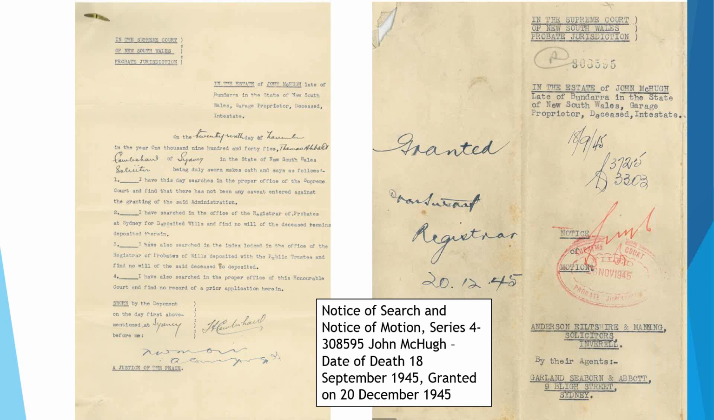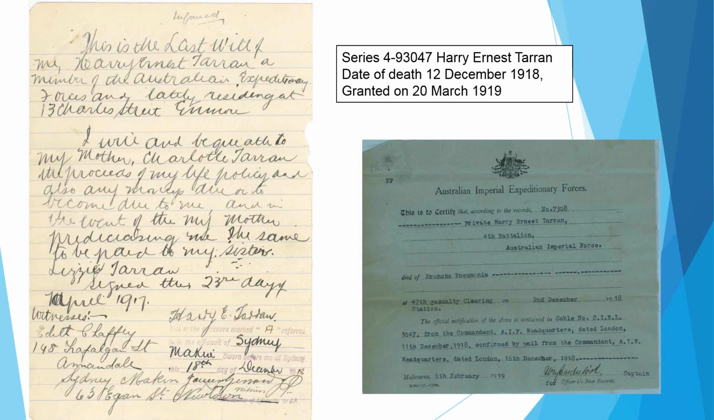And I've just got a couple of interesting examples to show you here. So the first is a World War I probate. This is actually a soldier who passed away in December 1918. On the front there you see the notice of death of bronchopneumonia in 1918. And on the left-hand side there, we've got the will. They all had to do wills before they left New South Wales. And this one's just really poignant because he's clearly quite young.